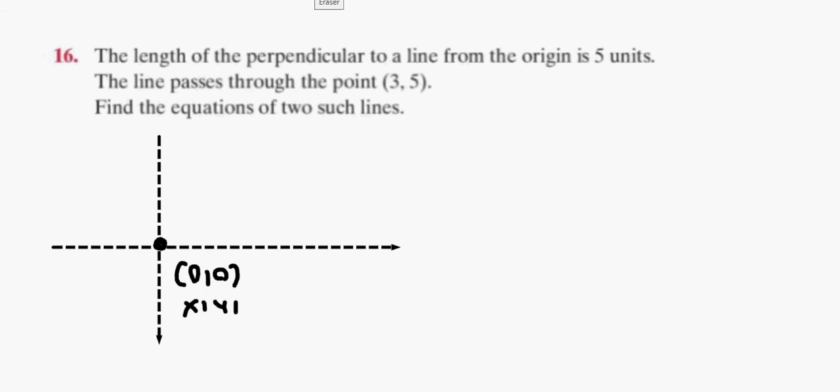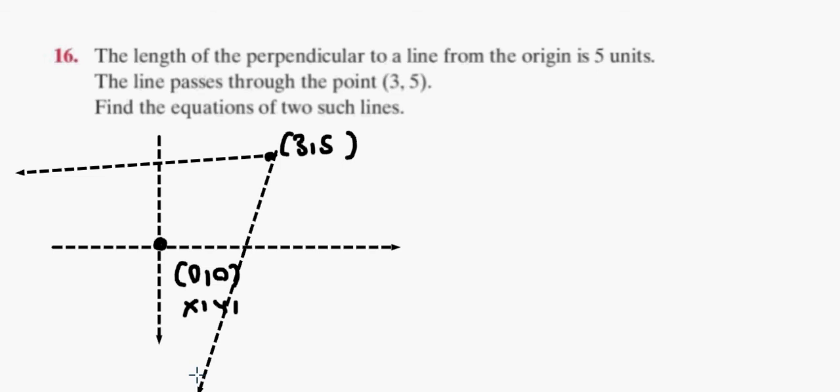Now, what happens is, there's two lines that pass it. See the point 3, 5? Somewhere up here. Would you agree with that? What I'm going to do is draw two lines that go by it, something like this. And both those lines have a perpendicular distance of 5. Is that okay?